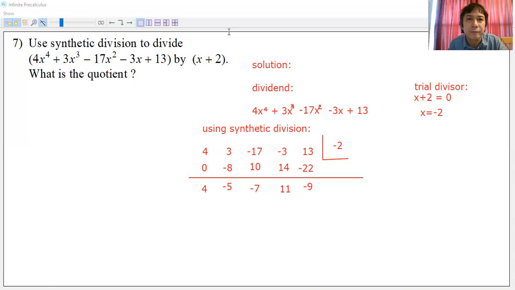Okay, this is our remainder there. This is our remainder. All right, so we have our quotient now. Okay, it will be 1 degree lower from the dividend, so it will be third degree. So we will start with the coefficient 4 and then x cubed. This will be x cubed.